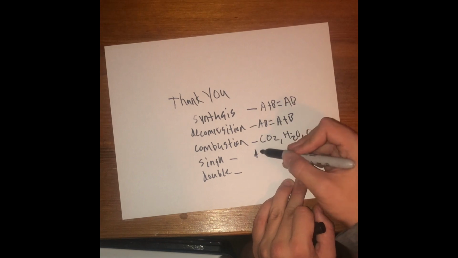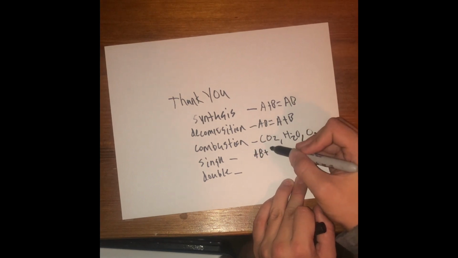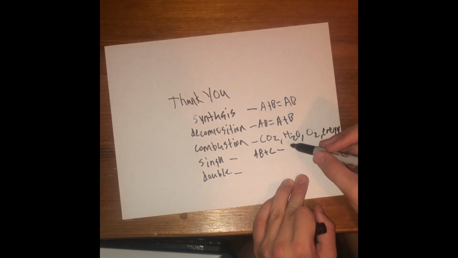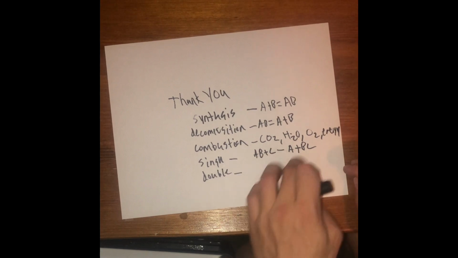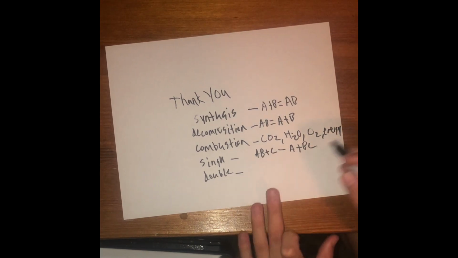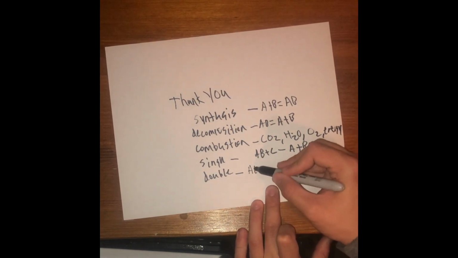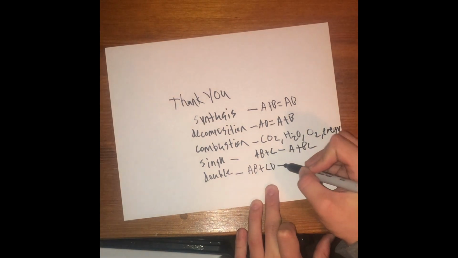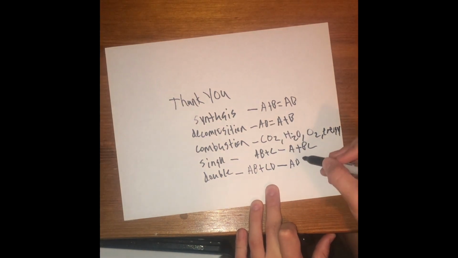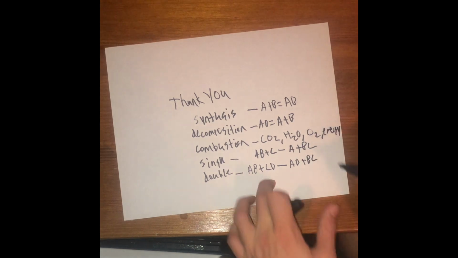Single replacement is AB plus C, and then A plus BC. It can also be switched around. You can mix it up. That's just one of the ways you can write it down. And double replacement is AB plus CD to AD plus BC.